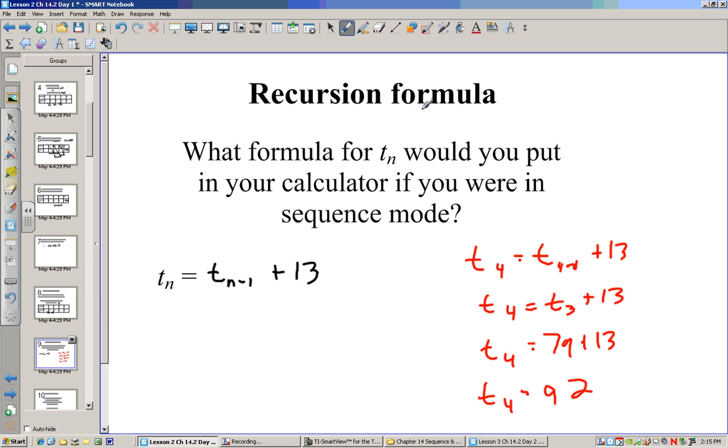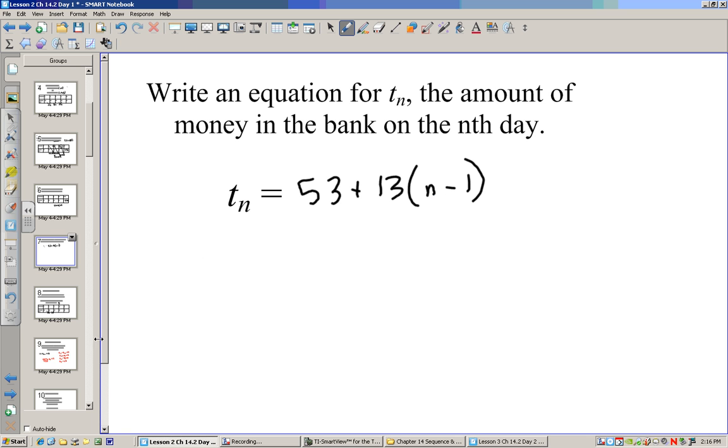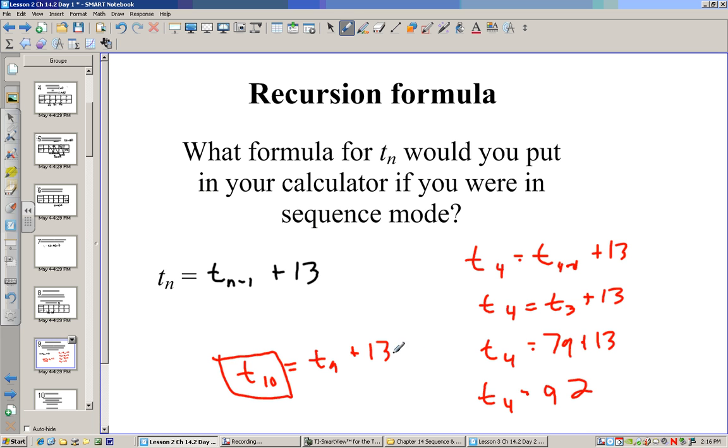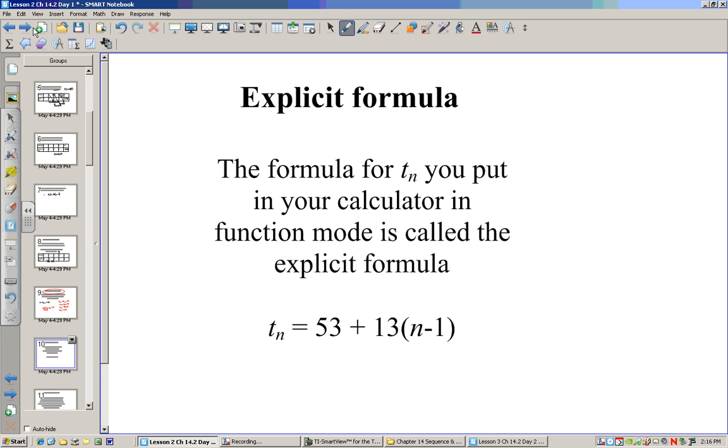The problem with recursive formula is that for the recursive formula, you always need the previous term. So if I wanted to find t sub 10, that's not going to help because I don't know t sub 9. So to find t sub 10, I'm going to want to use my explicit formula, this one, because I can just plug in 10. However, if I know a term and I just want the next term, I can use the recursive formula. So this is what we call the explicit formula. I got a little ahead of myself, where we have t sub n equals 53 plus 13 times n minus 1.